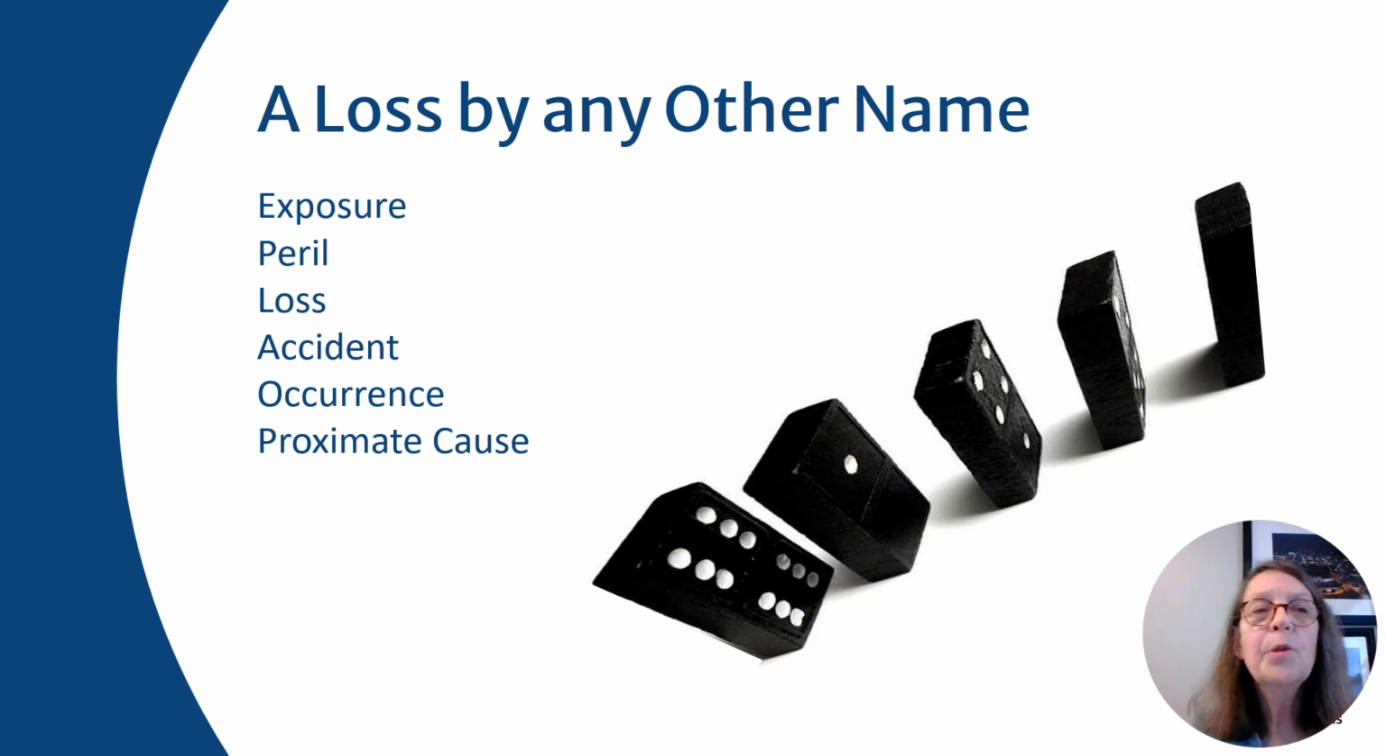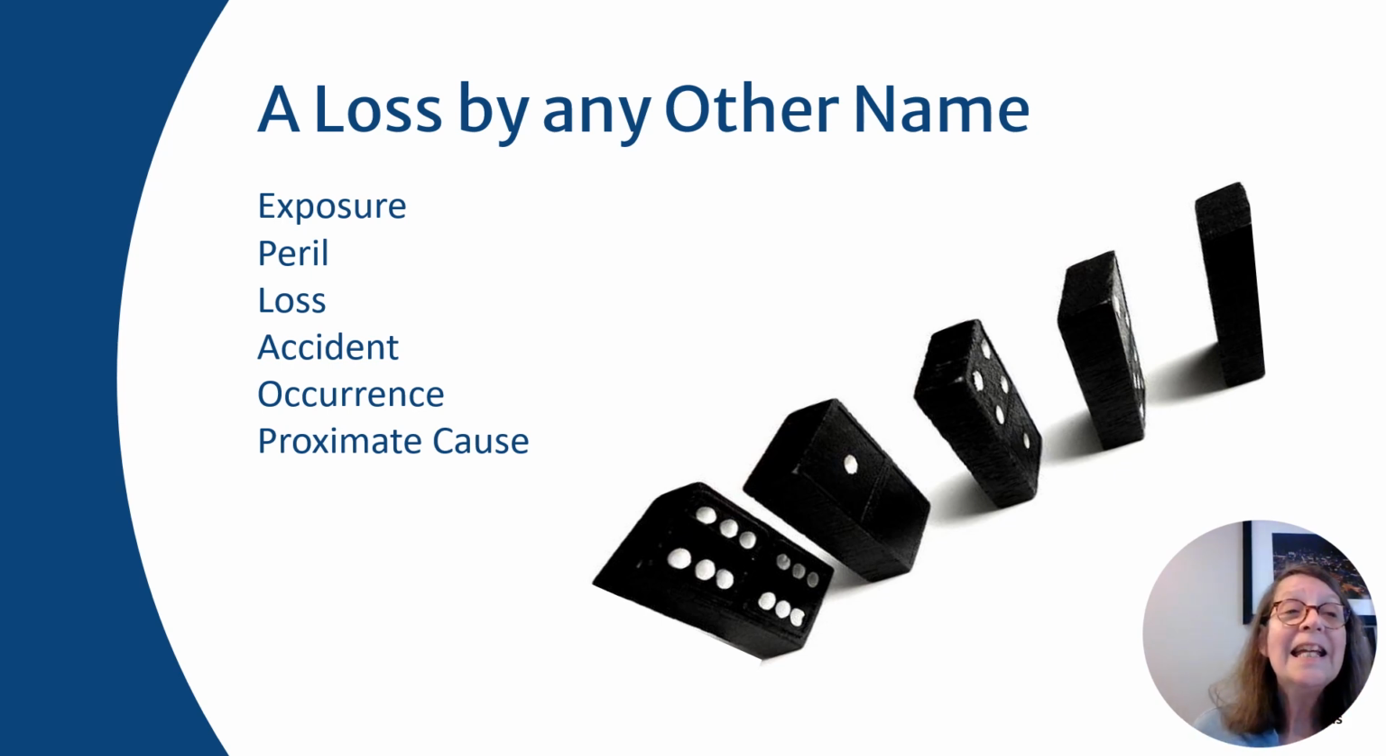Insurance covers harm to an insured's financial well-being. The name for what triggers coverage, or what the insurance is meant to cover, can vary. A loss by any other name. Exposure, the risk of possible loss. Peril, the cause of loss. Loss, physical damage or bodily injury, including loss of use or loss of income. Accident, an unexpected event or circumstances without deliberate intent.